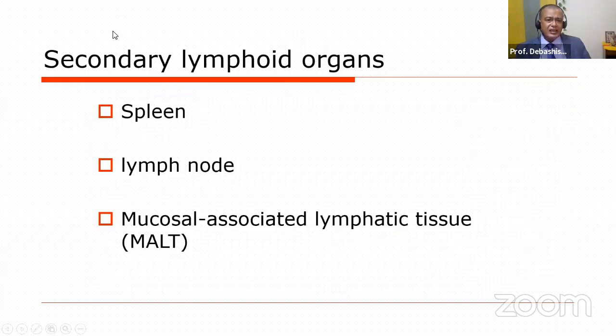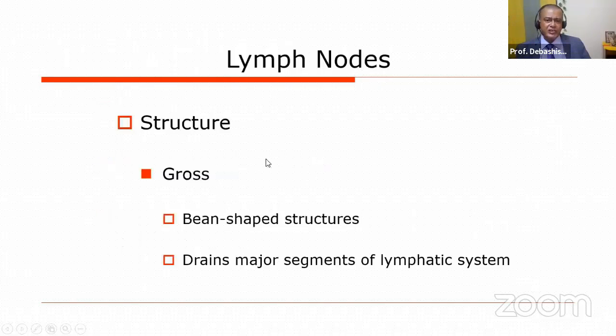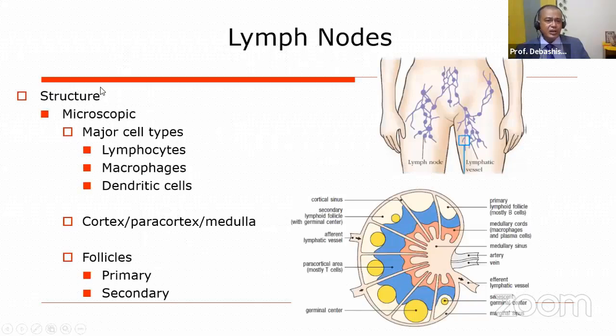Now, secondary lymphoid organs include spleen, lymph nodes and the MALT, as I mentioned. The lymph node grossly is a bean-shaped structure. It drains major segments of lymphoid tissue. Lymph nodes have microscopic structures which include major cell types like lymphocytes, macrophages and dendritic cells. It has got cortex, paracortex and medulla, and it has got primary and secondary follicles. If you look at this picture, this is how the lymph nodes and the lymphatic vessels are connected.